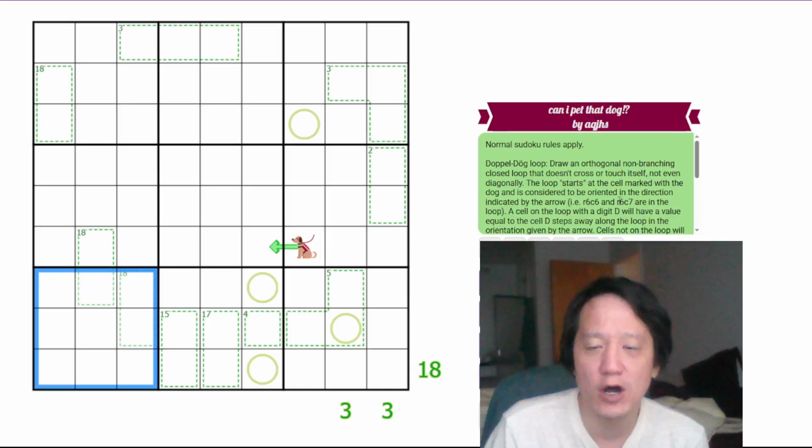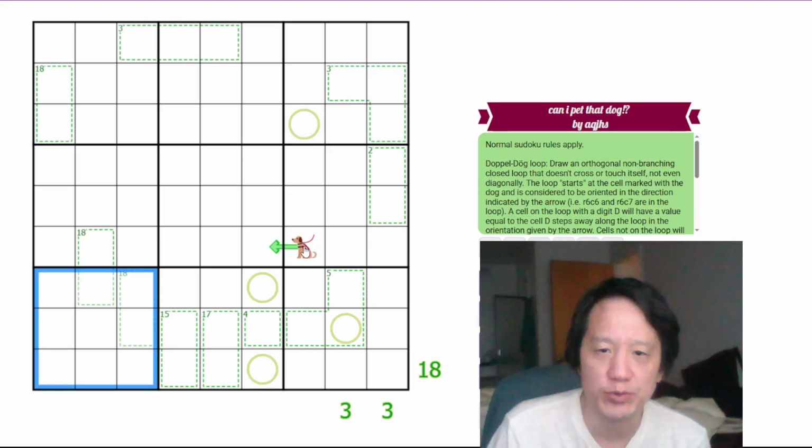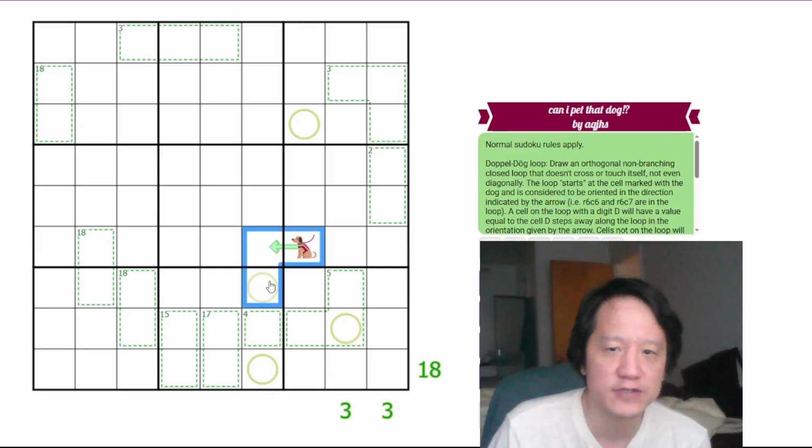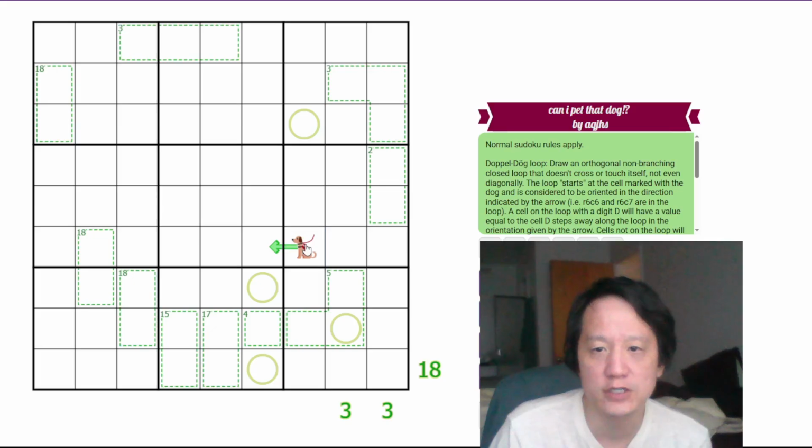Anyways, draw an orthogonal non-branching closed loop that doesn't cross or touch itself, not even diagonally. The loop starts at the cell marked with the dog and is considered to be oriented in the direction indicated by the arrow. That is, row 6, column 6 and row 6, column 7 are in the loop. So these two cells are in the loop.